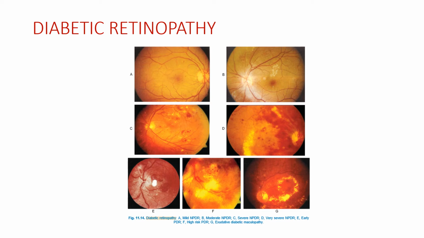And picture G is showing exudative diabetic maculopathy, which means there will be some edema at the macula. So if the OCT is done at the macula, it will show the thickening of the macula. OCT is nothing but an optical cross section of the macula. So this was the picture of diabetic retinopathy.